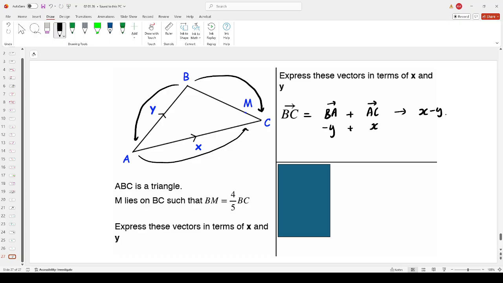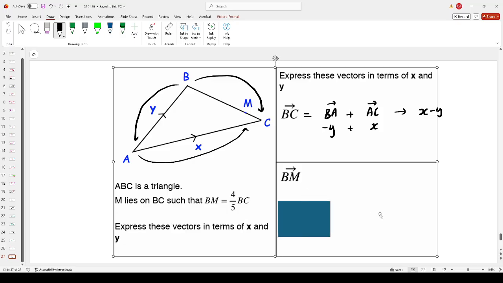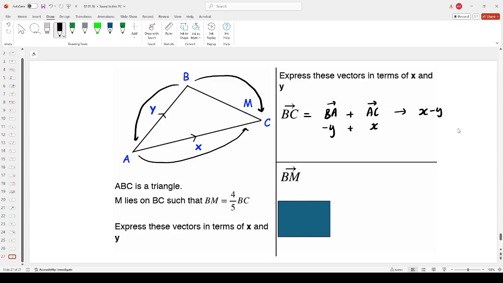Let me know, guys, are we all on the same page? We'll end on this question here, so hopefully we can have a bit of an introduction to this. Can you leave it as minus y plus x? Yes, you can. Right, what's B to M? So now they want us to do this one here. I'll use a different color. B to M only. So we don't want the whole journey, we just want that part.